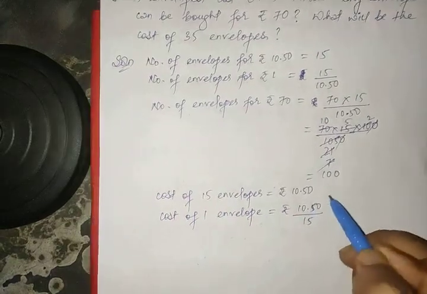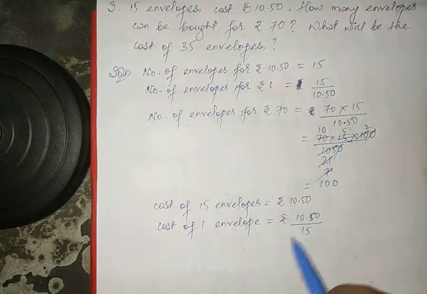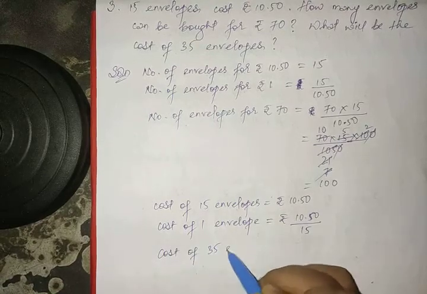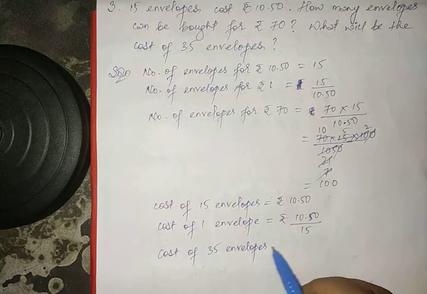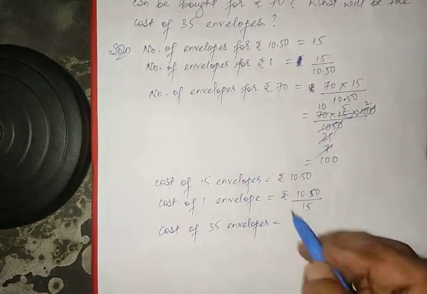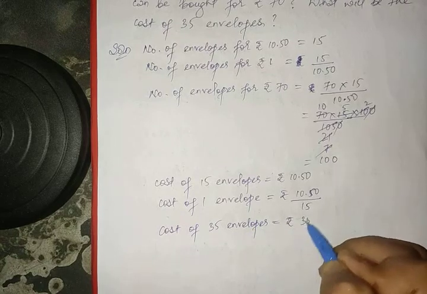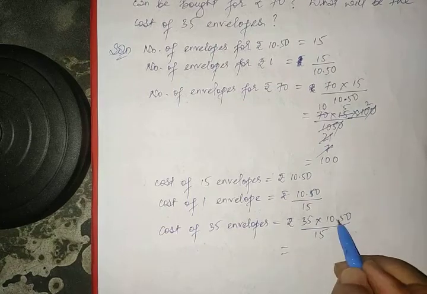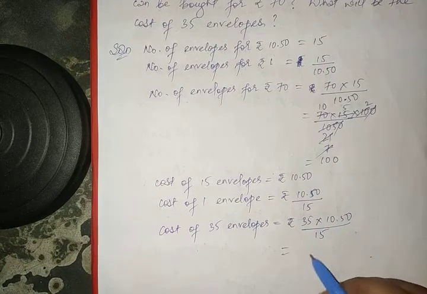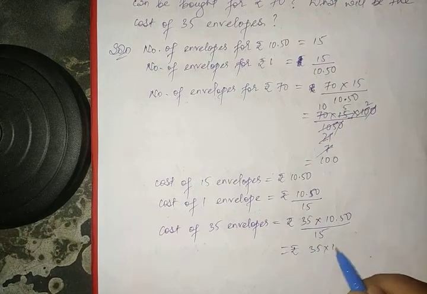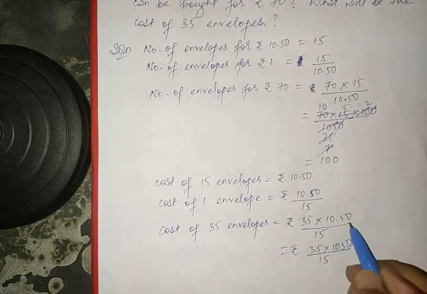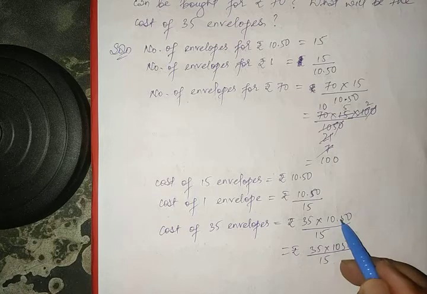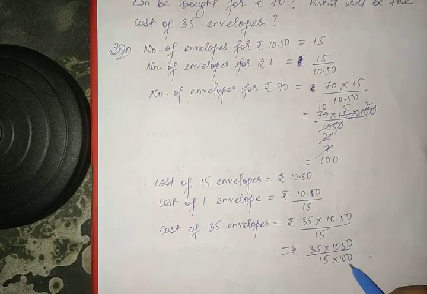Now what do we have to find? What will be the cost of 35 envelopes? So we'll multiply this with 35. So cost of 35 envelopes. This cost means rupees, right? So just write rupees 35 into 10.50 divided by 15. Again same thing, we have a decimal point here, so we'll remove the decimal point. So we'll get rupees 35 into 1050 divided by 15. Now you see this decimal part is in the numerator, right? So we have to multiply in the denominator, and after the decimal there are 2 digits, so we have to multiply with 100.